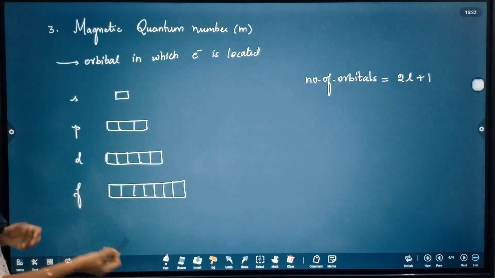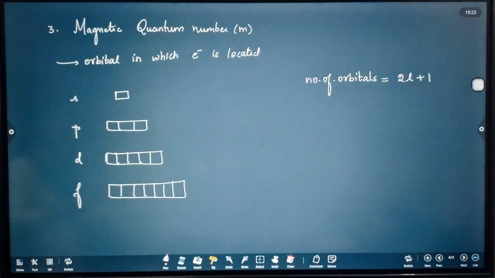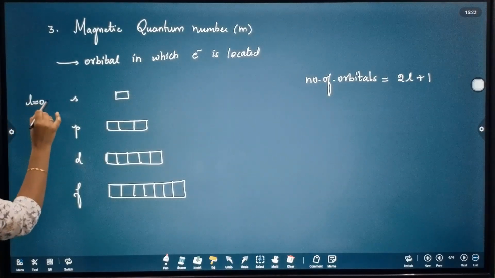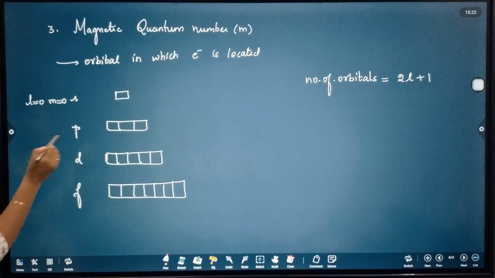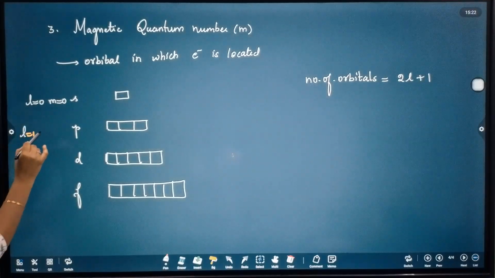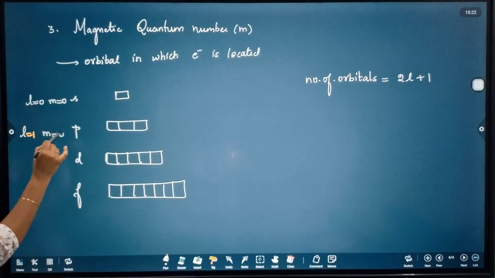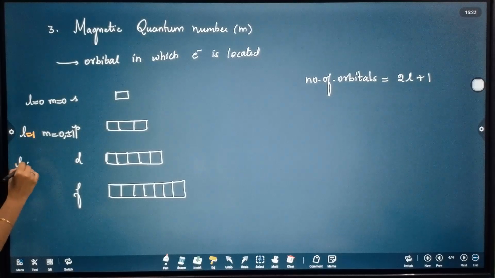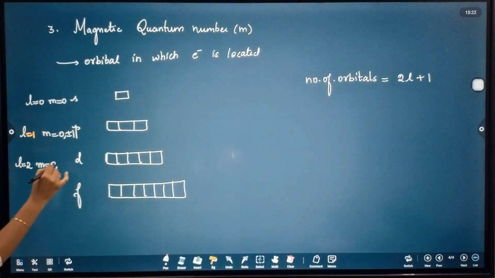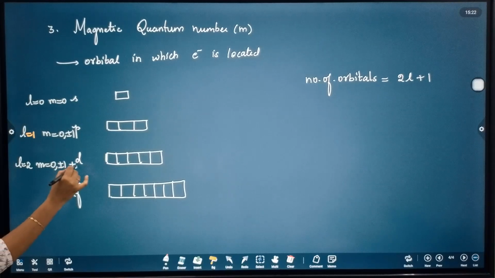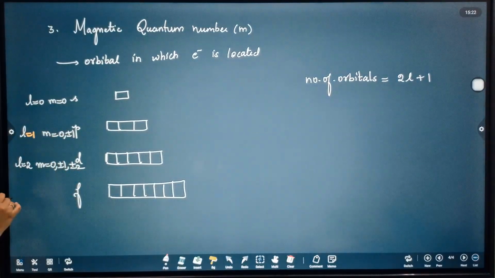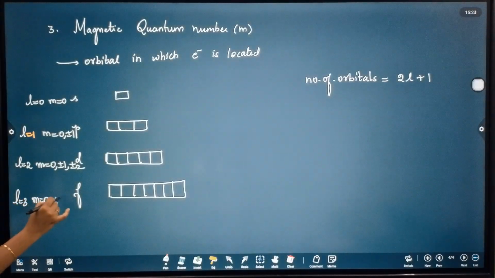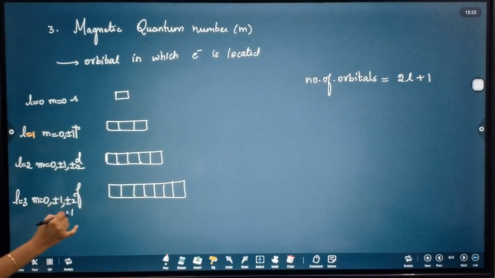Right. Now we are going to assign the magnetic quantum number. For s, L is equal to 0, and m is also equal to 0. For p, L is equal to 1, and m can be 0, plus or minus 1. For d, L is equal to 2, and m can be 0, plus or minus 1, plus or minus 2, up to plus or minus L. For f, L is equal to 3, and m can be 0, plus or minus 1, plus or minus 2, plus or minus 3.